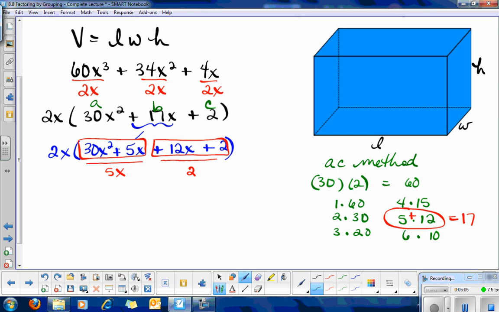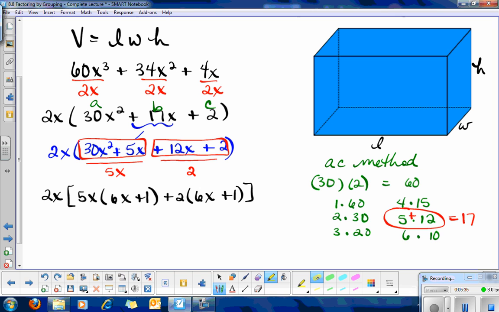So when we do that, let's see, we're going to, again, bring down our 2x, and then the 5x gets put outside the parentheses, and we end up with 6x plus 1. And then here we're factoring out a positive 2, so that's plus 2. And 12x divided by 2, again, is 6x, and 2 divided by 2 is 1. So that worked out well. We have our common binomial that we're going to factor out, and we have our leftovers.